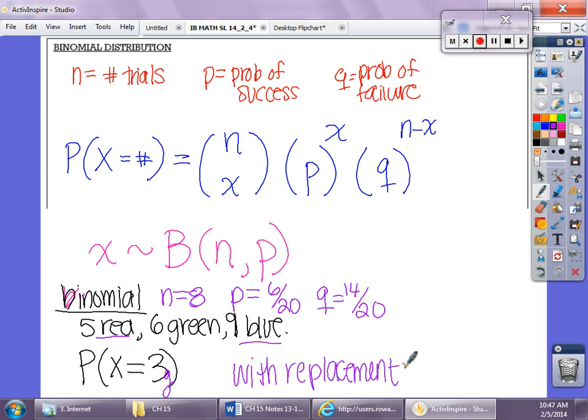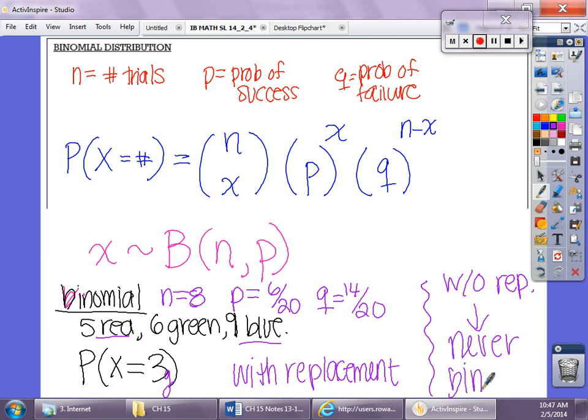As long as I replace, that bag of marbles always has the same amount of marbles each trial. Now, if I do without replacement, then that is never binomial. People get really confused because there's 3 marble choices, but it's now a binomial. It's because as long as I ask you for exactly only one color, then I've turned it into one color versus the other color. So a success and a failure.